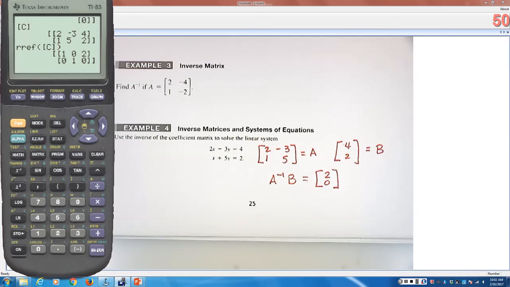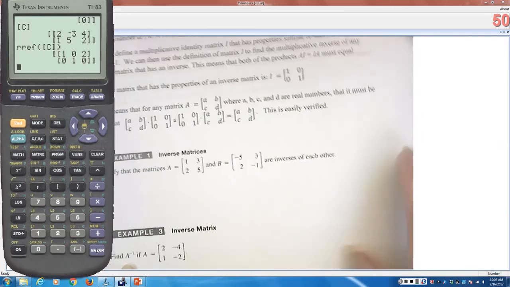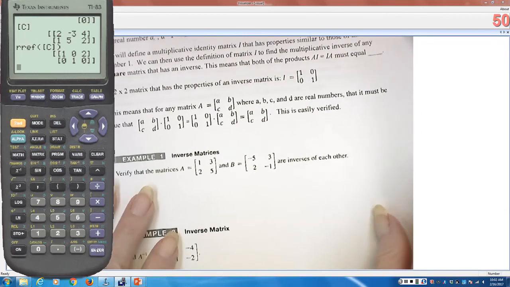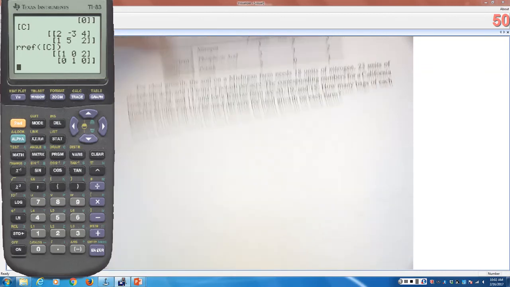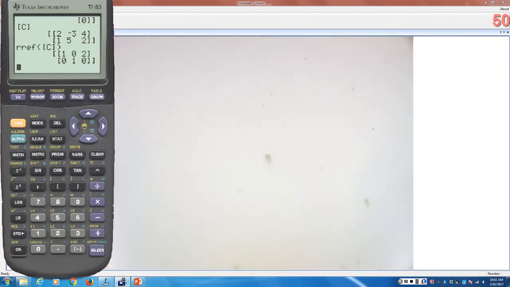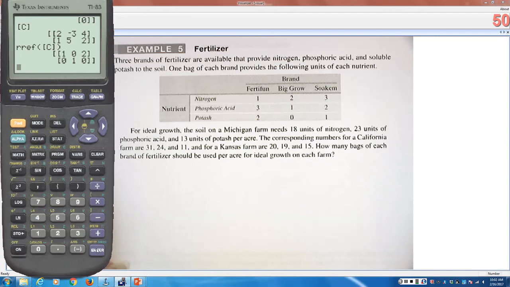Now, the thing is, this method always works. The inverse method won't work if the matrix you're starting with, your coefficients, doesn't have an inverse. Okay? And you're probably sitting there thinking, well, if that one doesn't always work, then why can't I just use the one I learned to begin with? So we're going to look at the application problem.